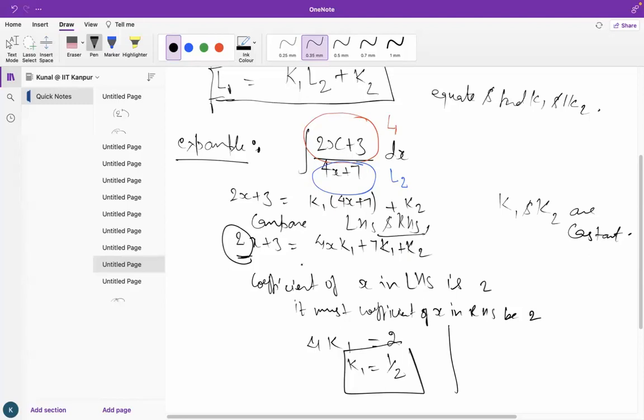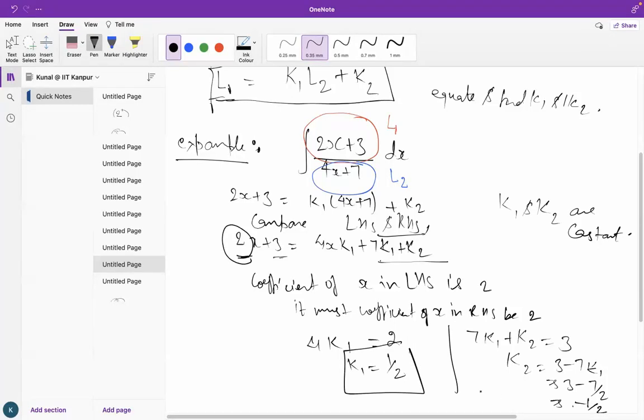Now if we look here, k1 and k2 are constants. So 7k1 plus k2 will also be a constant, which is equal to the constant term. So 7k1 plus k2 is equal to 3. If we calculate the k2 term, it will be 3 minus 7k1, that is 3 minus 7 by 2, because the k1 value is half. So when we equate this, we get the term as minus 1 by 2. I hope you all understand what I'm saying.